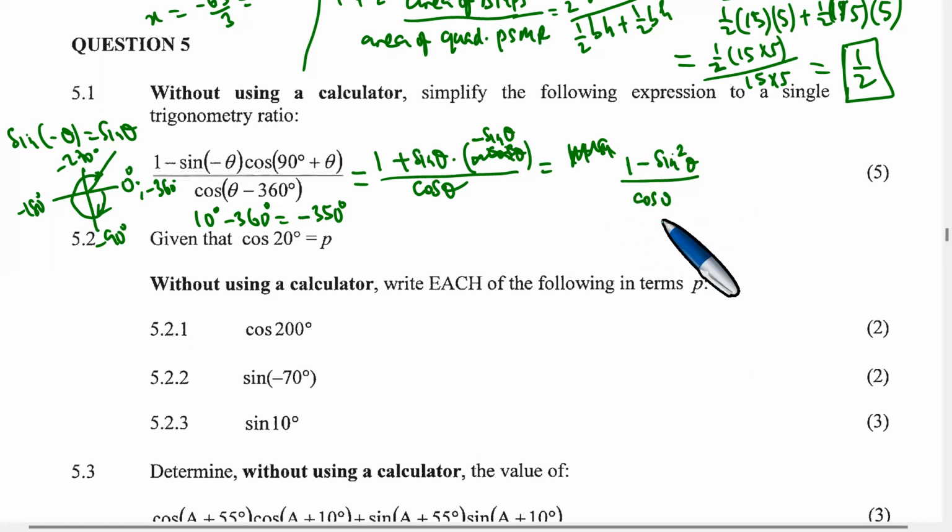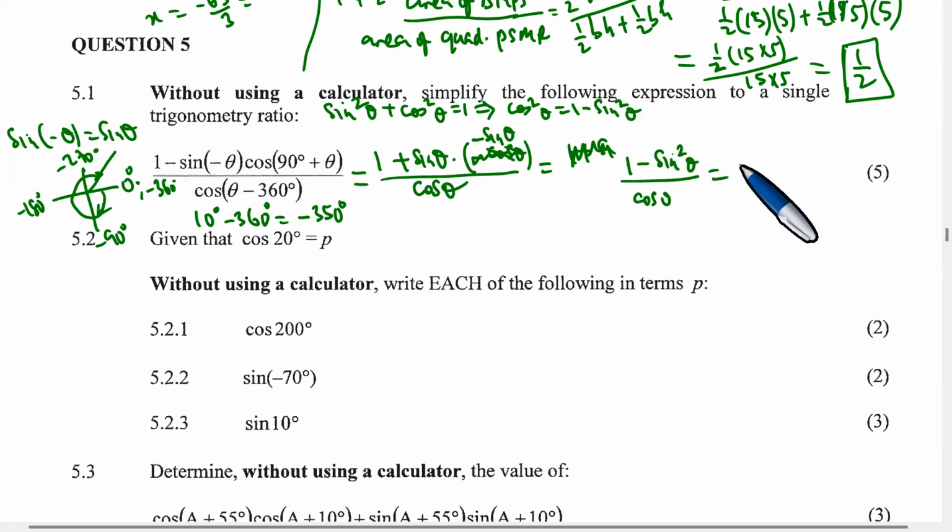What is 1 minus sine squared in mathematics? Sine squared theta plus cosine squared theta is 1, which means that cosine squared theta is 1 minus sine squared theta. So 1 minus sine squared is cosine squared theta over cosine theta. What is cosine squared theta divided by cosine theta? It is actually cosine theta, and that is the answer. Next.